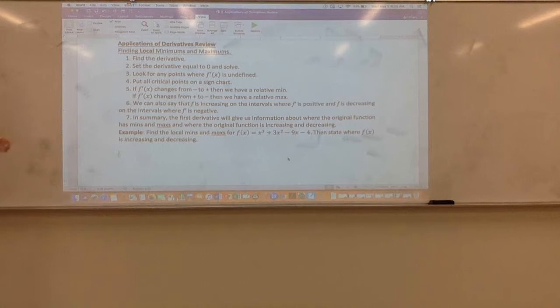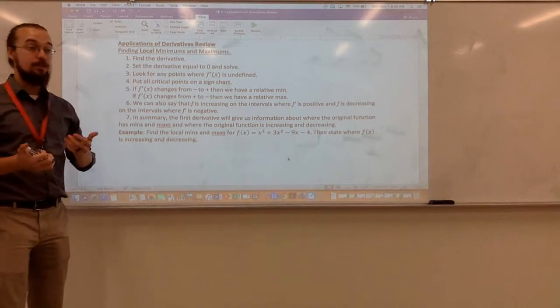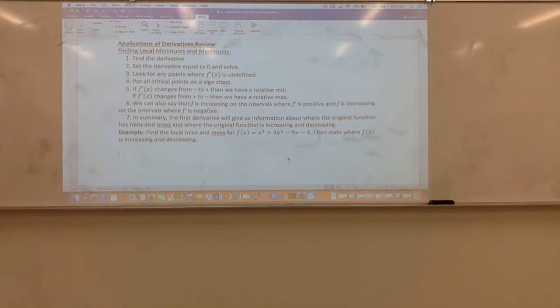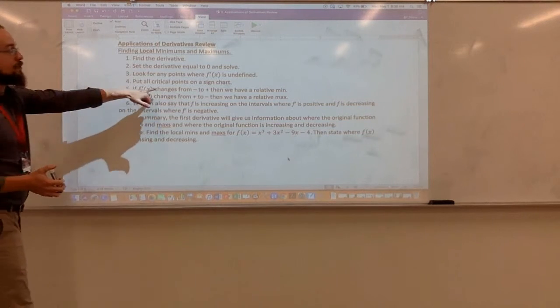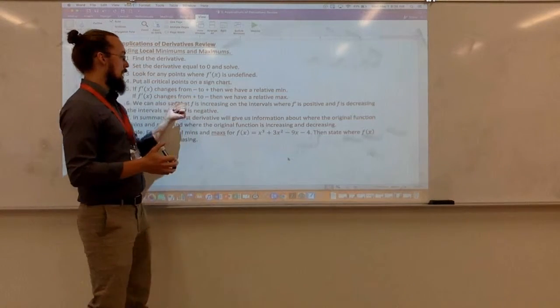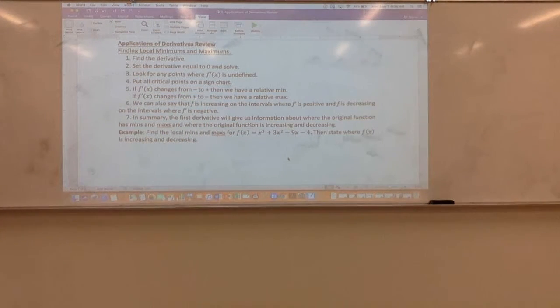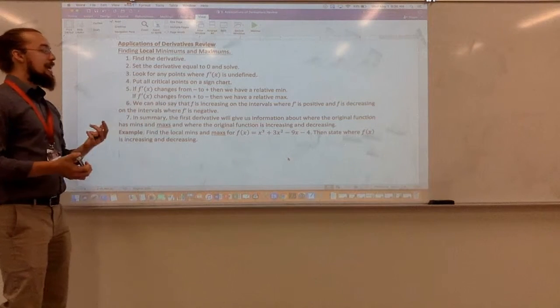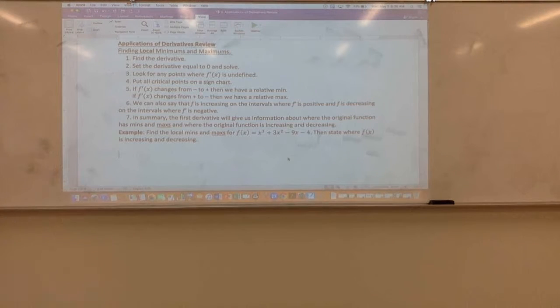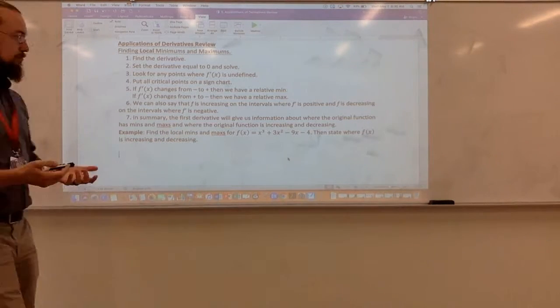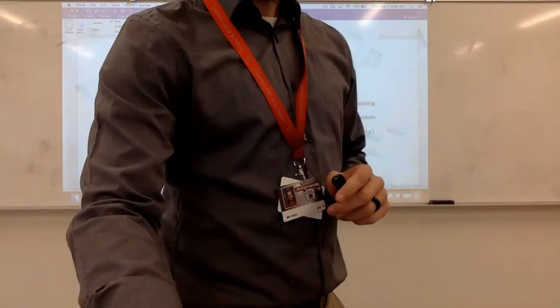Then we want to put all critical points on a sign chart. Plug a value in between each of our critical points into the derivative and get the sign, positive or negative. If our derivative changes from negative to positive at a critical point, it's a min. If it changes from positive to negative at a critical point, it's a max. We also say that f is increasing on the intervals where the derivative is positive, and f is decreasing on the intervals where the derivative is negative. Right? So let's go through a simple example here.